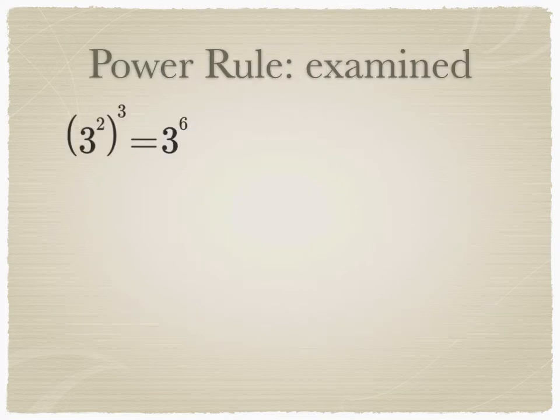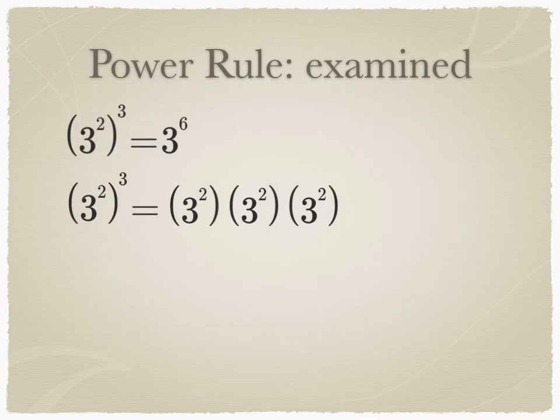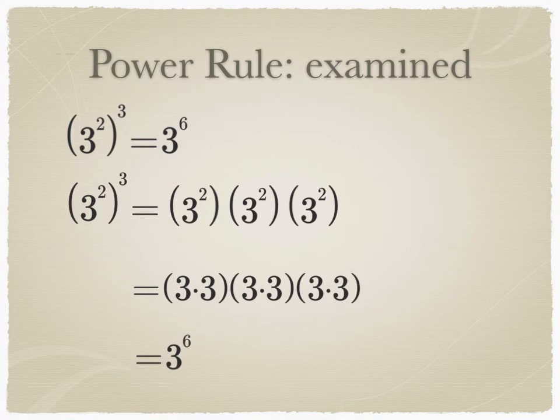So let's do this with a real number here. We've got 3 squared raised to the power of 3. We know from this rule that it's going to equal 3 to the 6th, but let's see why. 3 squared can be written as 3 squared times 3 squared times 3 squared. We could further expand that to 3 times 3, and you see that we've got 6 of them there, so 3 to the 6th.